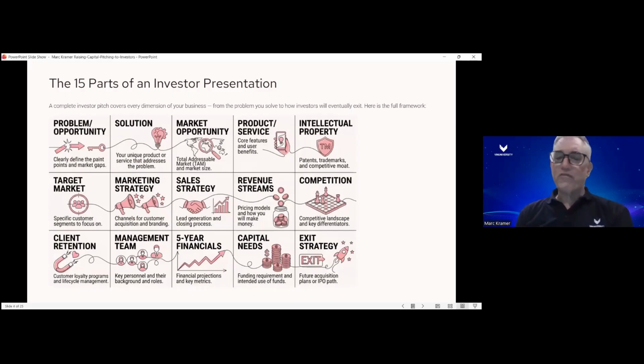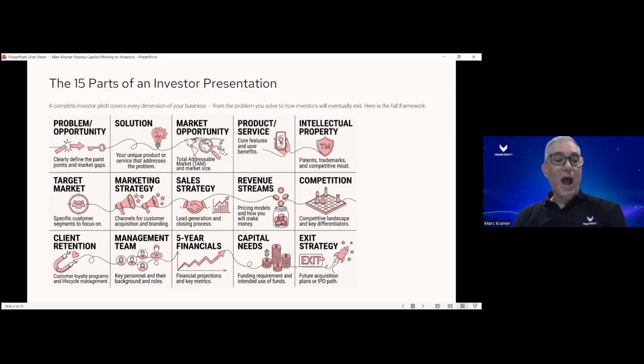So there are 15 parts to an investor presentation. And the whole idea in a good investor presentation is that anybody can understand what you're talking about. I always tell all my clients that if my mom can't explain it, then I have to keep redoing it until she can explain it to her Mahjong group.